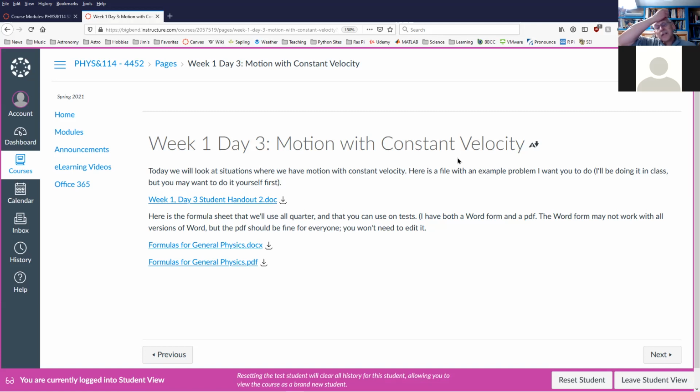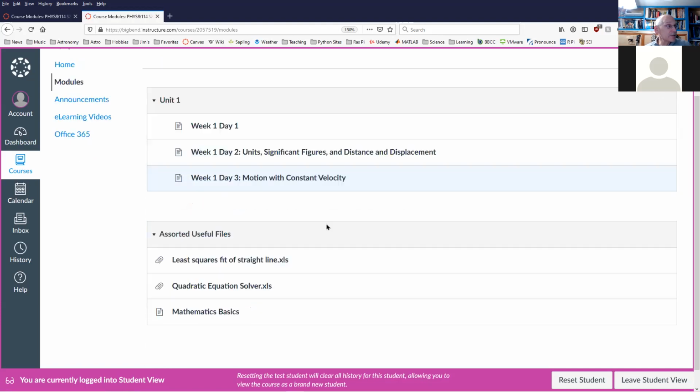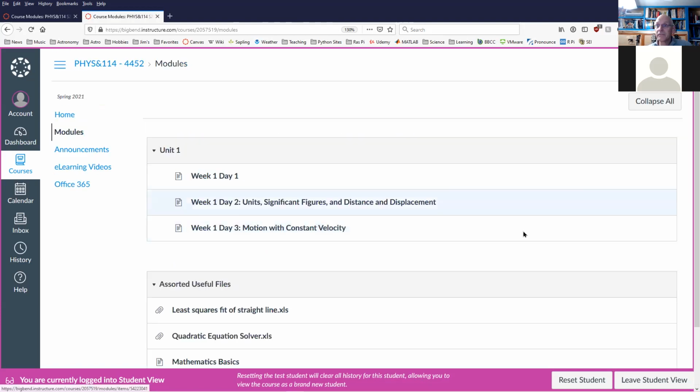And one of the reasons I do that is because I weight things differently at the end of the quarter, and I can't remember where I put the syllabus for this class. I'll be sticking that up here soon. One of the modules will actually be the syllabus for the class, but I don't have it up there yet. So anyway, that's why I do that.